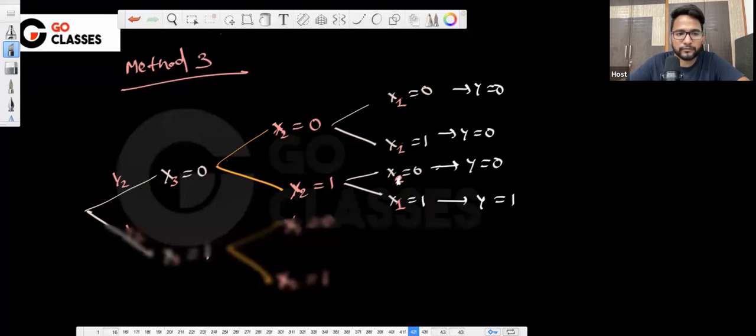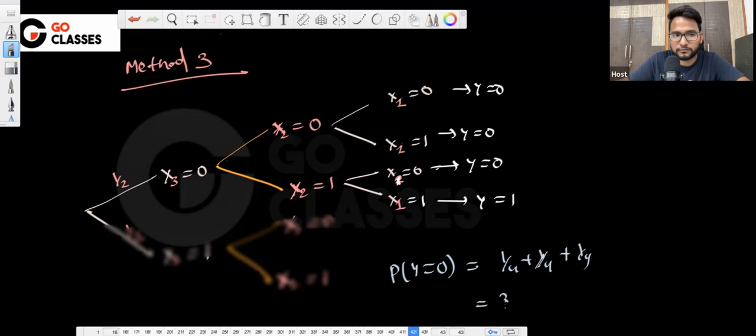Okay, so now if you ask me what is the probability of y being 0, then it will be these three branches, right? You just need to add these three nodes, which is 1 by 4 plus 1 by 4 plus 1 by 4, which is 3 by 4. Let me know if that is okay. Is this fine to everyone?